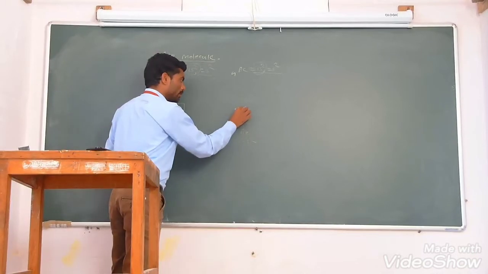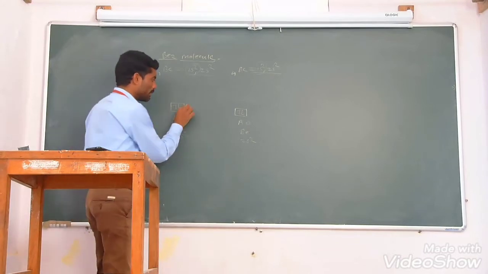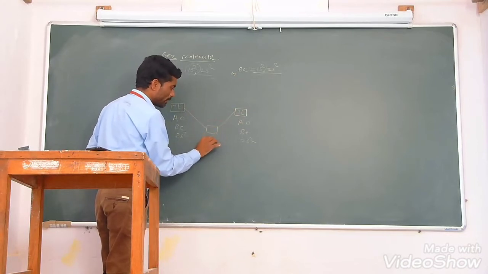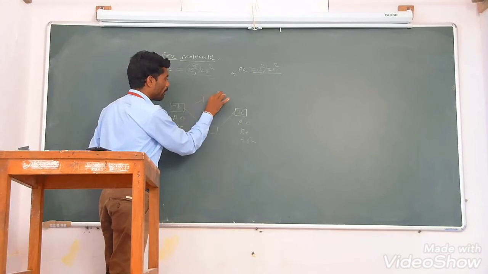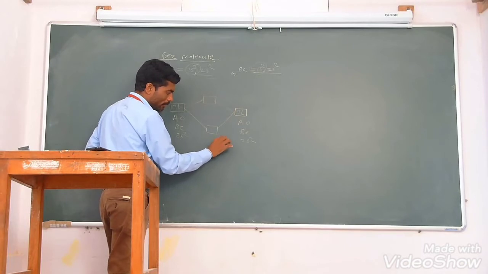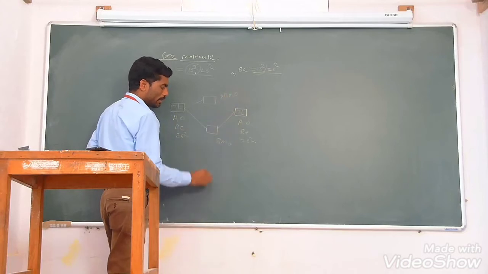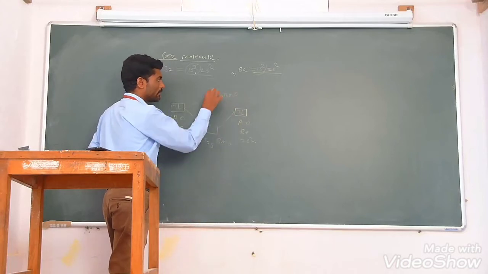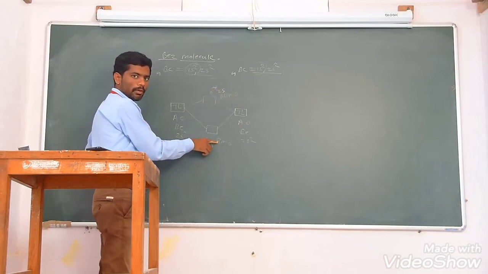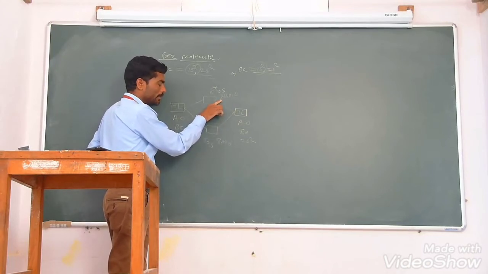2s2. It contains 2 electrons, and according to the LCAO principle, these two atomic orbitals overlap and combine to form two molecular orbitals. One is the bonding molecular orbital. This is the antibonding molecular orbital. This is sigma 2s. This is sigma star 2s. The bonding molecular orbital is lower in energy. The antibonding molecular orbital is higher in energy.